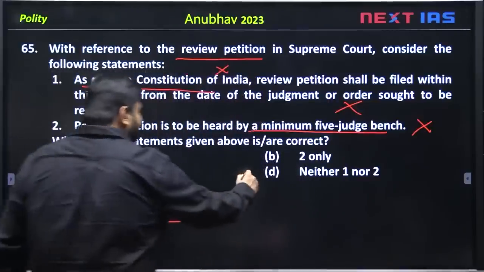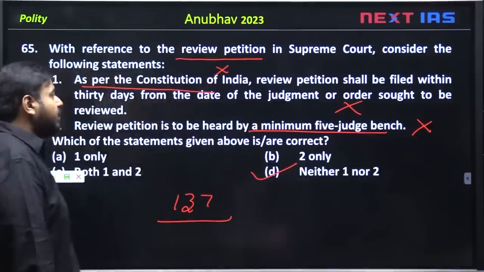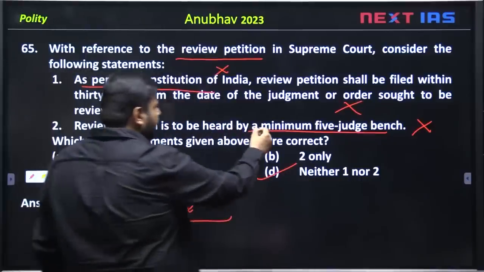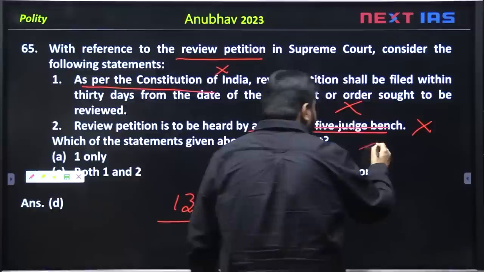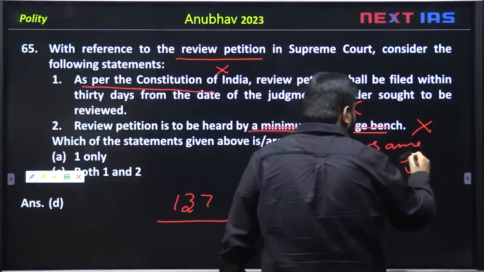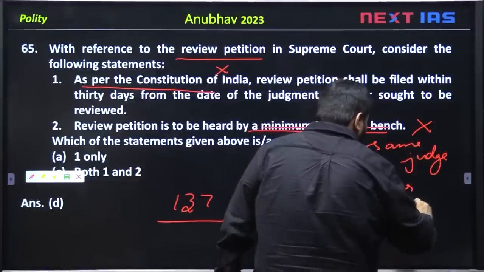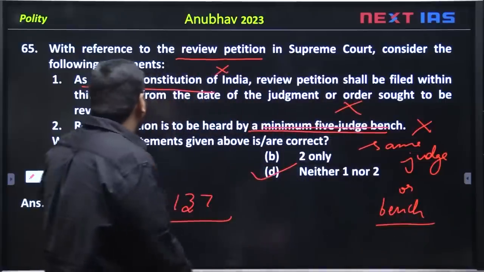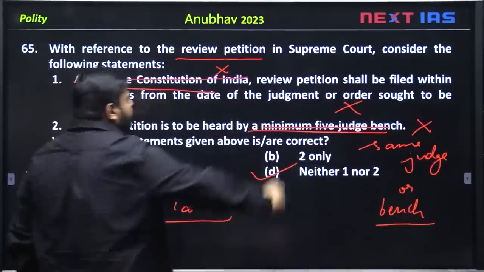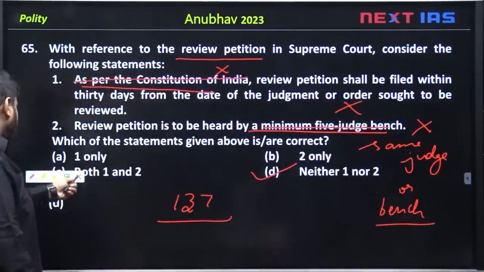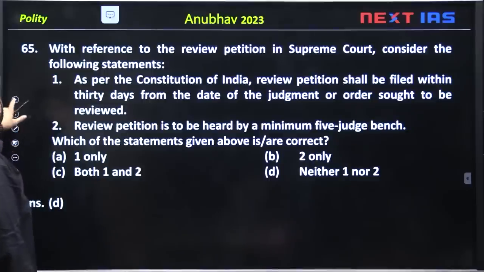So, for this question, D, neither one nor two is the answer. It is not any minimum number of judges, it is to be the same judge or bench, and it is not as per the Constitution. Okay, now let us go to the next question.